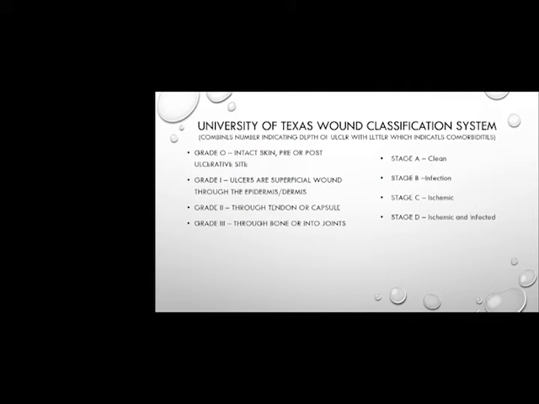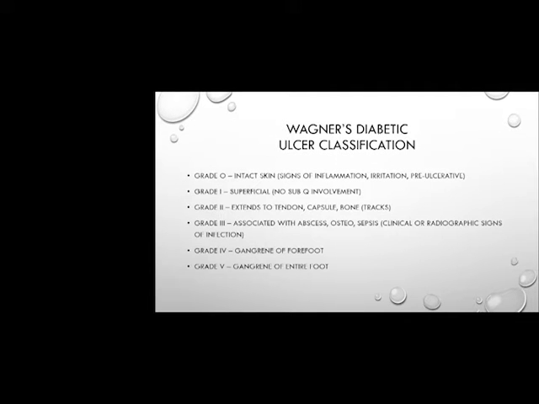So these are the classification systems that you might need to document. Stage A is a clean one, stage B is an infection, stage C is where there's ischemia, and stage D is ischemia and infection. There are different Wagner's diabetic ulcer classifications you might need to document. Grade 0 is intact skin, grade 1 is superficial, grade 2 extends to the tendon, capsule, or bone. Grade 3 is associated with an abscess, osteomyelitis, sepsis, and/or infections that show up on an x-ray. Grade 4, unfortunately, is gangrene of the forefoot, and grade 5 is gangrene of the entire foot.